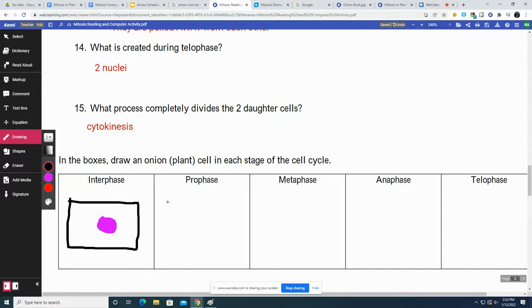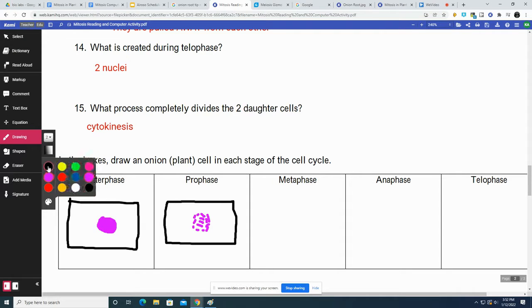And then prophase, once again, the cell wall and cell membrane on the outside. Prophase is going to look kind of the same. It's still a circle, but now you're going to see little bars. It's not going to be an even color; you're going to see little bars like that. So that's what prophase is going to look like.